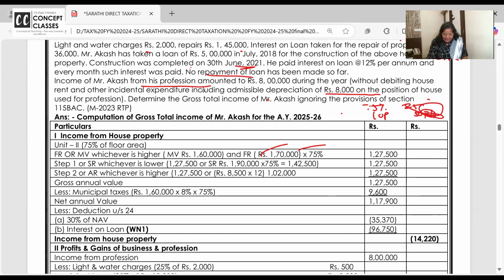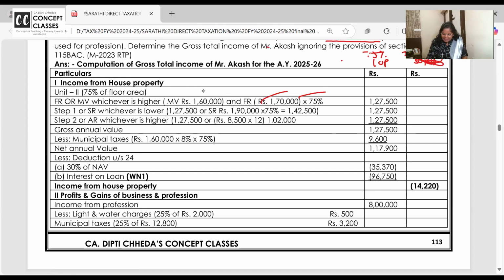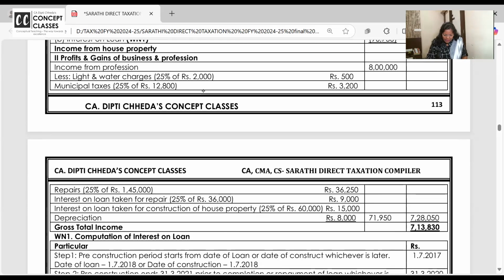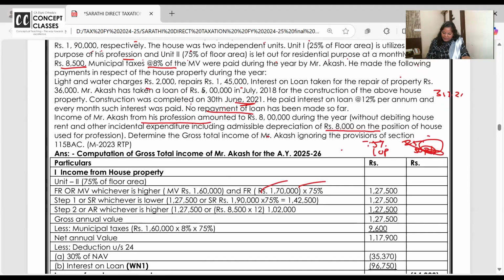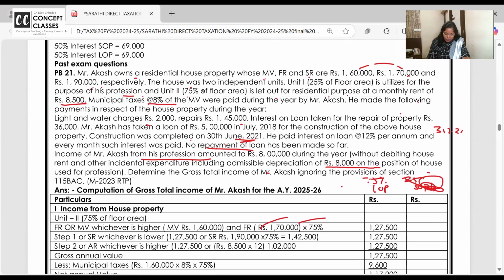So these steps are clear. Then you will get the municipal tax. I think rest all the problem is clear. Pre-construction interest एक बार देखो. They started the loan from... pre-construction period starts from the date of, एक मिनट, कहीं कुछ printing mistake है, एक मिनट, date of loan.